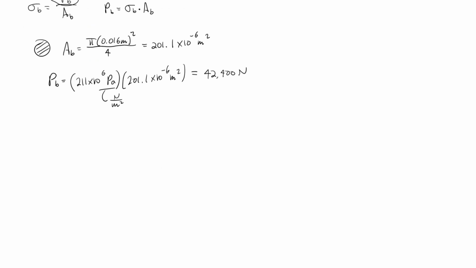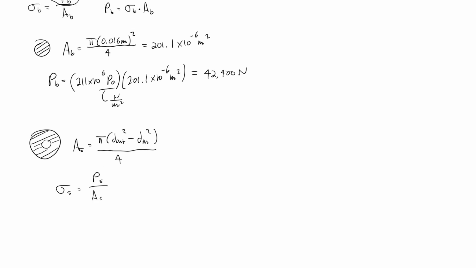And so now we're going to do the same thing for the spacer, and we're going to find the formula for the area of the spacer. So our spacer has an outer and an inner diameter, and we do not want to include the inner diameter, we just want to include the shaded portion. So our formula is going to be pi times the outer diameter squared minus the inner diameter squared, over 4. And then we're going to use this formula, which is that the stress through the spacer is equal to the force in the spacer over the area of the spacer.